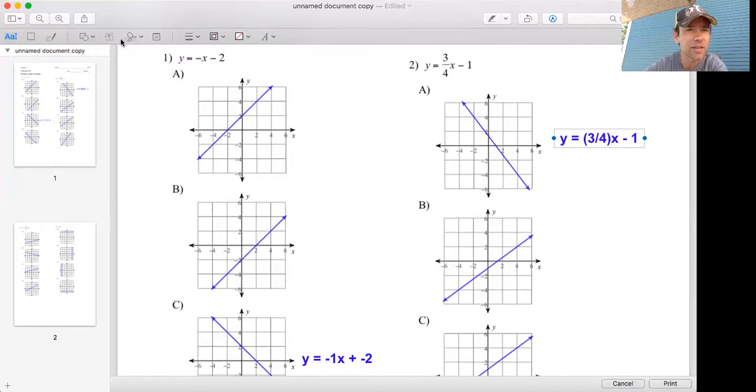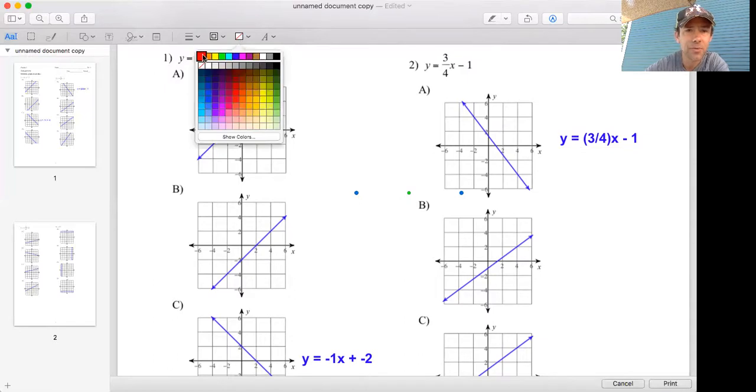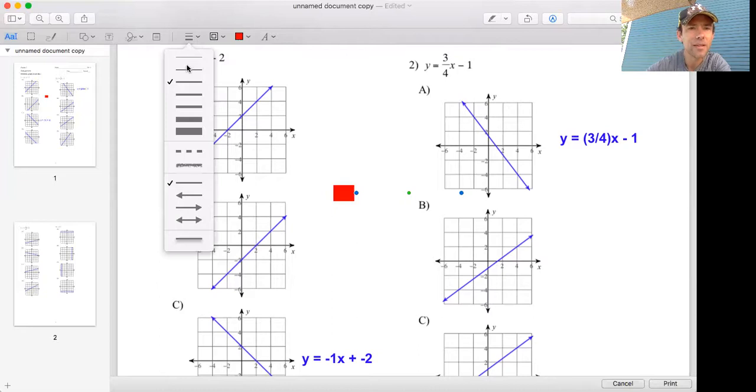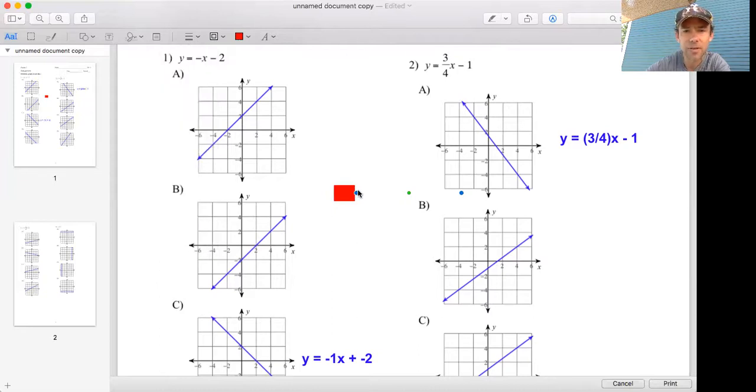And let me see if I can do this a little bit better for you. No, let's get this red. Oh, I was hoping that would make a little more sense. I don't quite understand what that was doing. It doesn't look like it did it again.